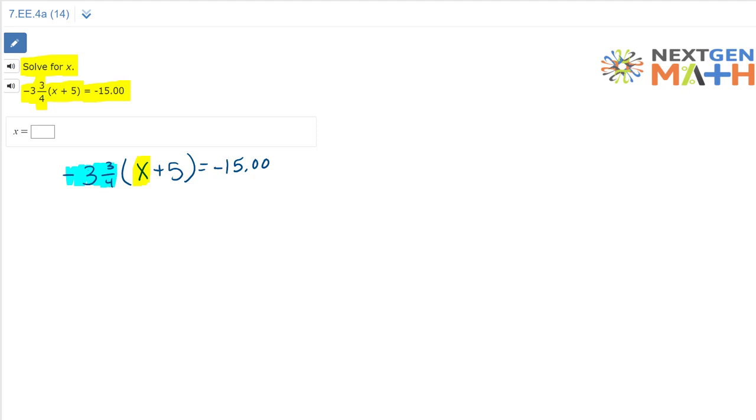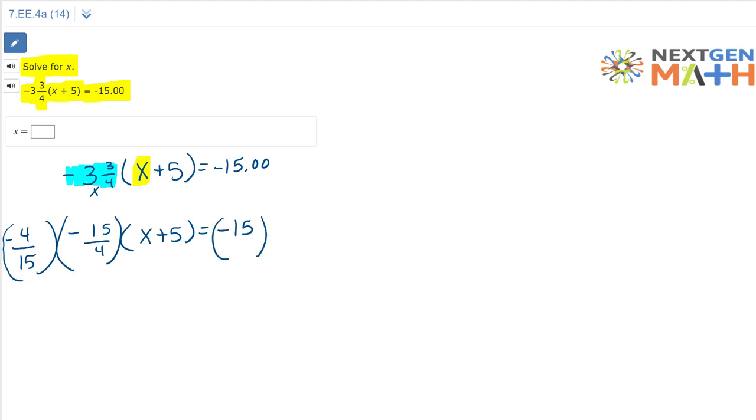What we're going to do is change that to a fraction greater than 1. So 3 times 4 is 12, plus 3 is 15. So we have negative 15 over 4 multiplied by the quantity x plus 5 equals negative 15. From here, we're going to multiply by the reciprocal of negative 15/4. And we need to do that to each side of the equation, because what you do to the left side, you need to also do to the right side.